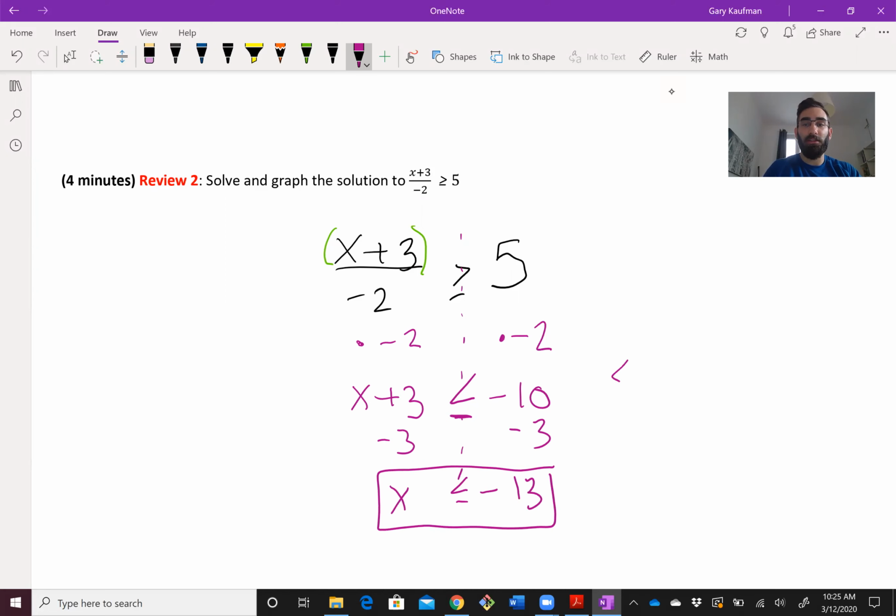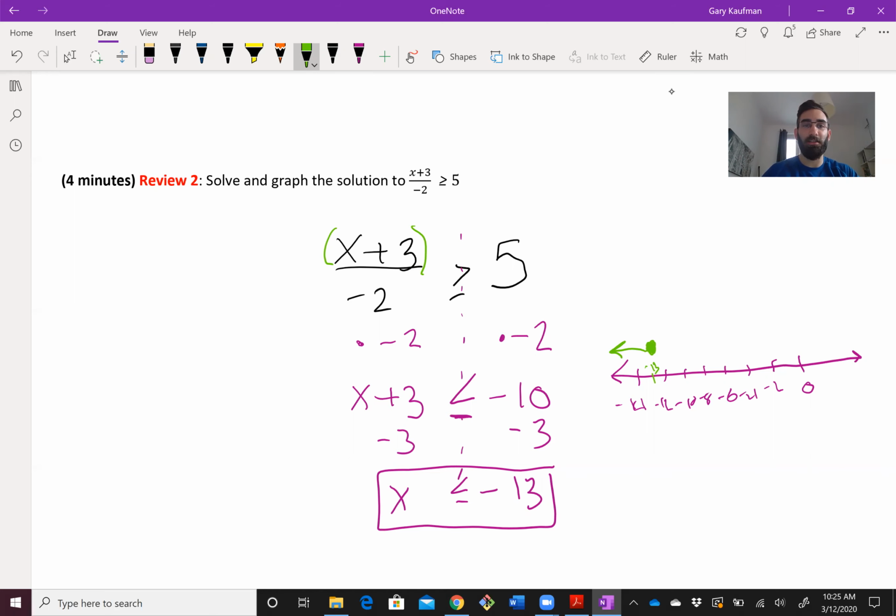Let's go and graph this. Here's my 0. Now, I'm not going to write 13. I'm going to go by, say, 2's. So negative 2, 4, 6, 8, 10, 12, 14. So here's negative 14. We'll put in negative 2, negative 4, negative 6, negative 8, negative 10, negative 12. So then all of a sudden, right here is negative 13. I'm doing a closed circle this time because it's less than or equal. And I'm again less than, so I'm going to the left.